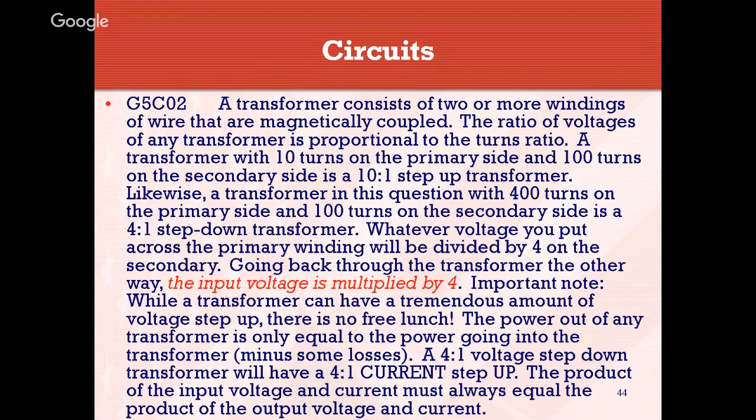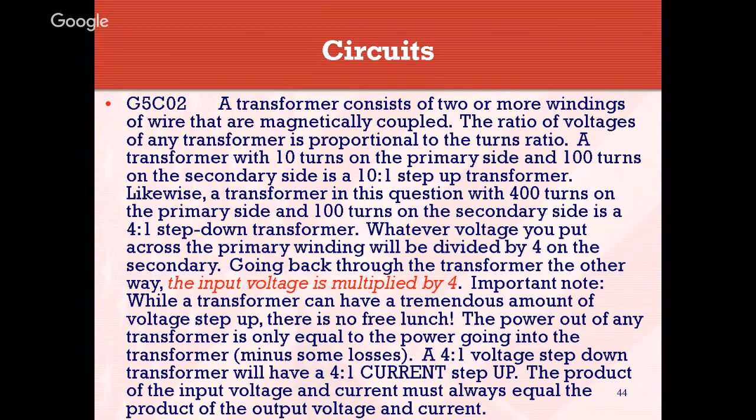Whatever voltage you put across the primary winding will be divided by 4 on the secondary. Going back through the transformer the other way, the input voltage is multiplied by 4. So that's an important thing to note. While a transformer can have a tremendous amount of voltage step up, again, there's no free lunch. It has to have a low current. The power out of any transformer is only equal to the power going into the transformer. And of course, there's going to be a few losses.